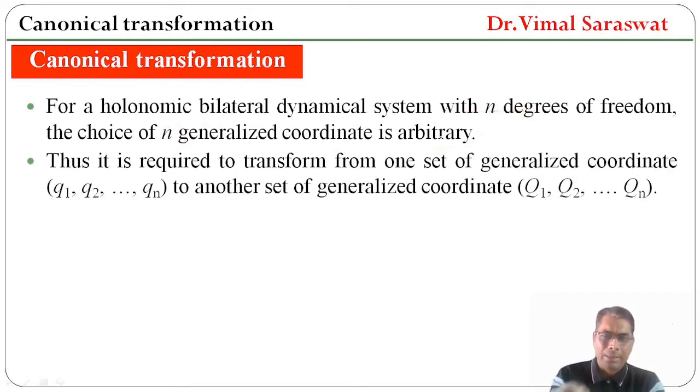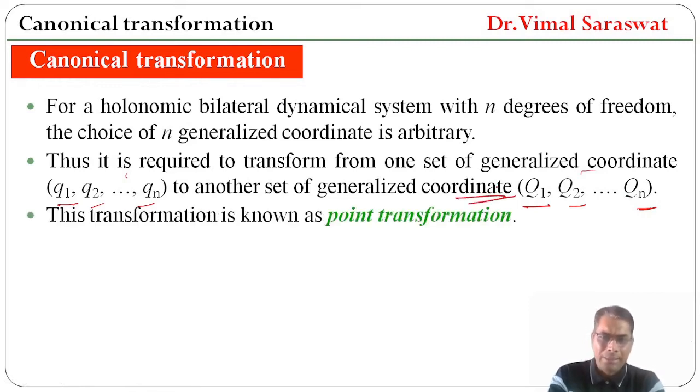Thus, it is required to transform from one set of generalized coordinates to another set of generalized coordinates. One set of generalized coordinates is small q1, q2, qn, and the next set of generalized coordinates is the set of capital Q1, capital Q2, capital Qn. This transformation is known as point transformation.